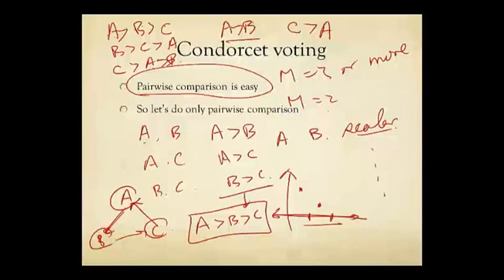Well, let's see. Let's compare B and C. Do we get C better than B? Well, B is better than C, B is better than C, C is better than A. B is better than C actually gets 2 votes. So B is better than C, not the other way around. And now we're in trouble. Because A is better than B, B is better than C, C is better than A. Each of the 3 inputs is transitive, yet the output is cyclic.